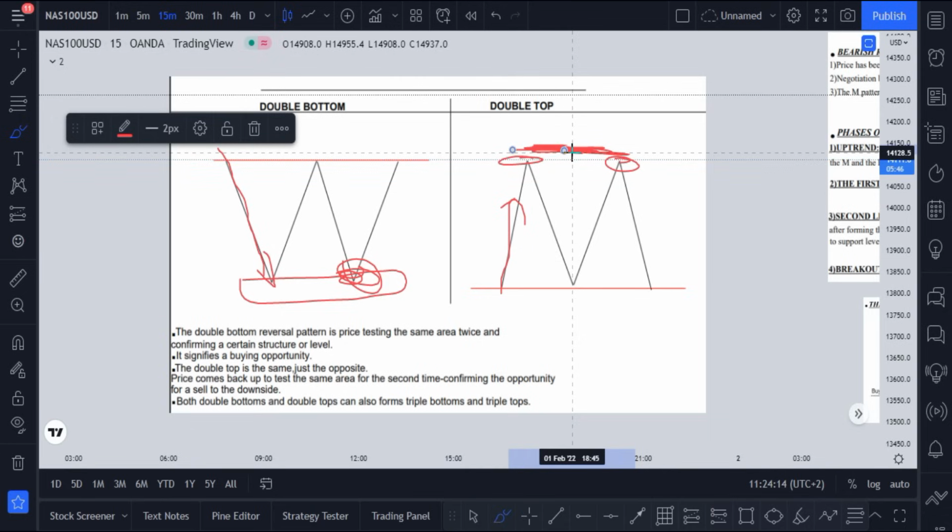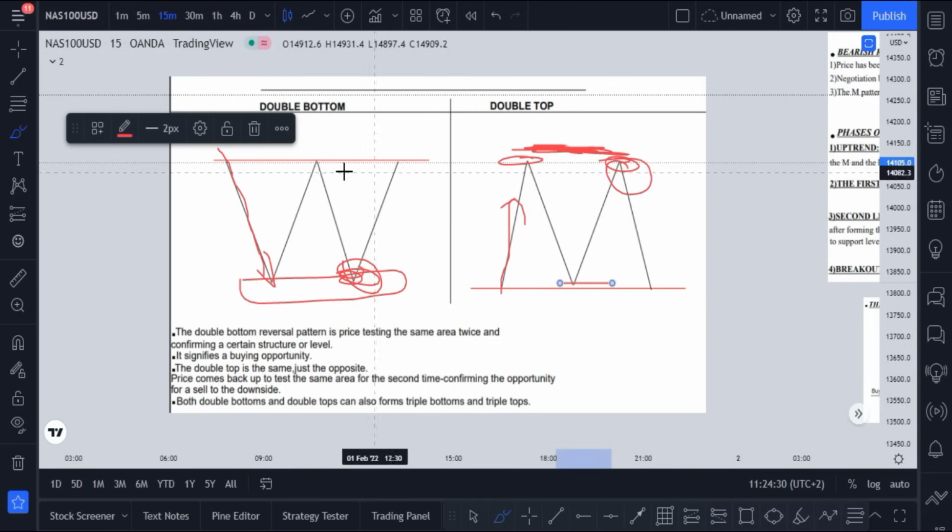So it's showing us a potential opportunity to sell, and we'll be looking to enter our trades on this second leg going down and basically continue with it past the neckline, which is basically the part where the first leg came down to first before moving back to create the second leg, right? So in the double bottom, this will be our neckline over here. In the double top, this will be our neckline over there.